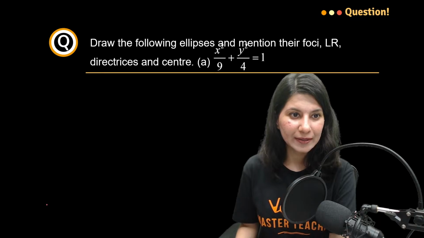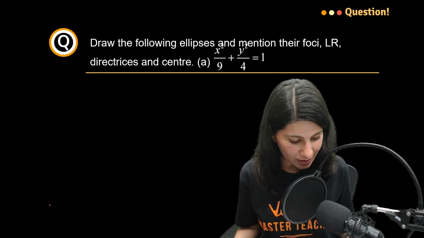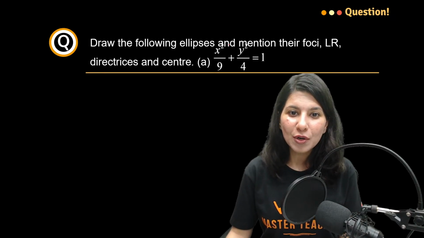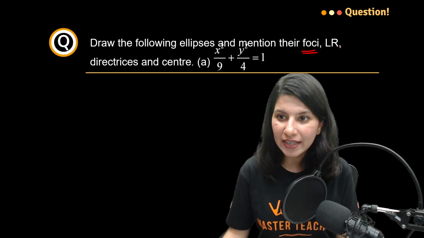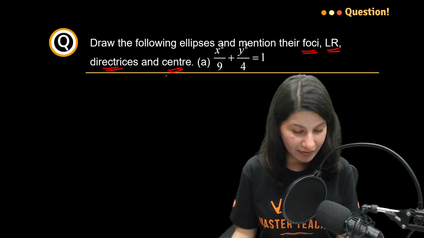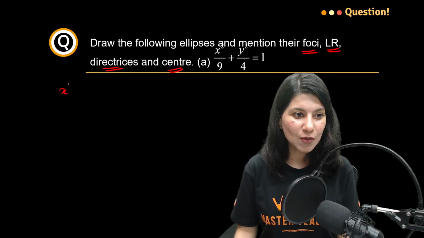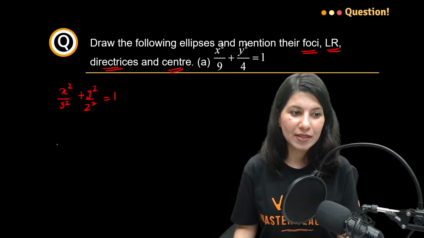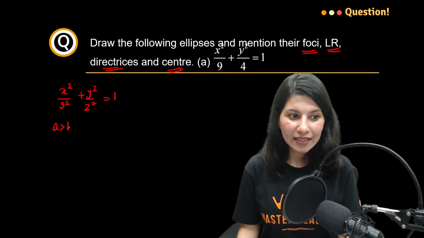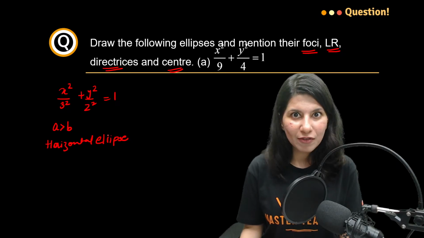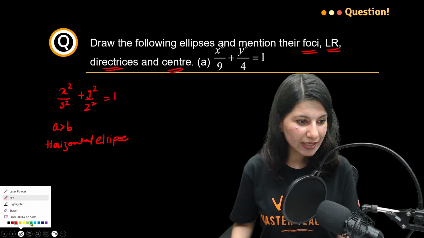Chalo, let's do some questions. Are we question ready? Draw the following ellipses and mention their foci, latus rectum, directrix and center. One by one we will solve everything. So this is your ellipse, x square by 3 square plus y square by 2 square equals to 1. So here obviously A is greater than B, so this is a horizontal ellipse. First thing. All formulas we have in our mind. Quickly we will do one by one.